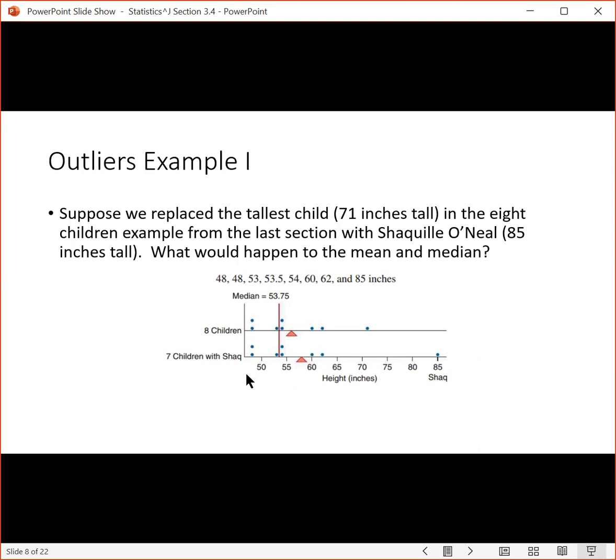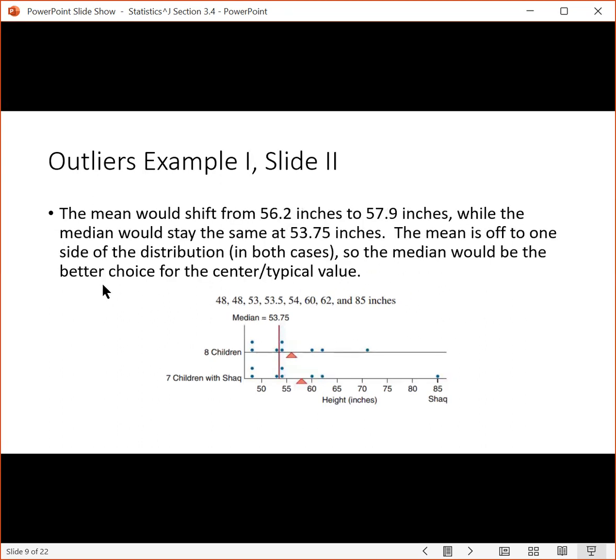If we take a look here, we've got the 8 children, represented with a dot plot. We've got the 7 children with Shaq, and Shaq is way off to the side here, so Shaq is an outlier. Even the tallest child was a bit of an outlier, but Shaq is even more of an outlier. So what happens? The mean would shift from 56.2 inches to 57.9 inches.